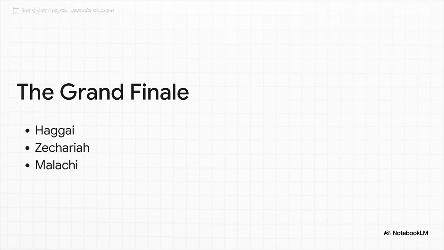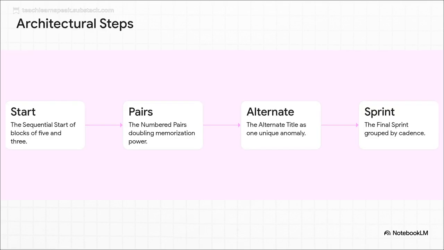That's it. That is the finish line. Just by grouping these final 3 together as our grand finale, we've successfully navigated the entire sequence of the source list. So, what's the big takeaway here? It's that you can absolutely conquer all 39 books, not by brute force, but by recognizing the 4 architectural steps baked right into the text itself. First, we had the sequential start, building our foundation with those solid blocks of 5 and 3. Second, we leveraged the incredible symmetry of the numbered pairs, using first and second to literally double our memorization power. Third, we isolated the alternate title, that one unique neon sign anomaly. And finally, we grouped the remaining names by their cadence for the final sprint.